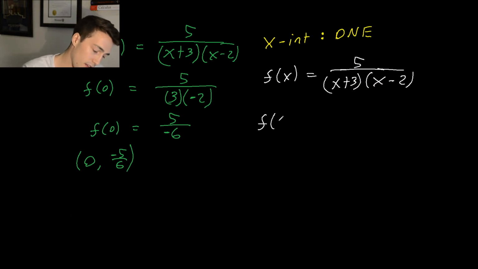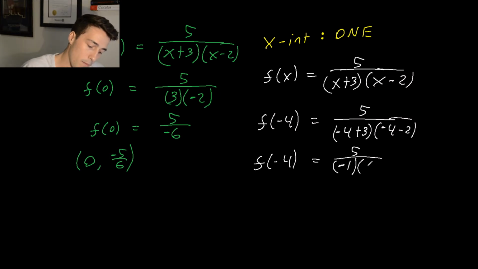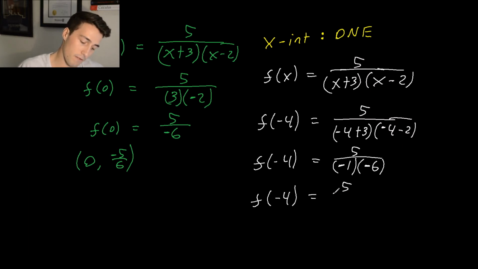We'll start off with x is equal to negative 4, and then we'll have 5 over negative 4 plus 3, times negative 4 minus 2, and we're going to get a value that's 5 divided by negative 1 times negative 6. So we're going to get a positive value at negative 4. We're going to get 5 over 6. So we have a point at negative 4, 5 over 6.